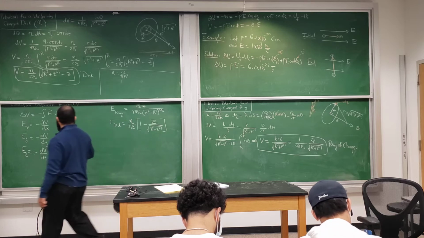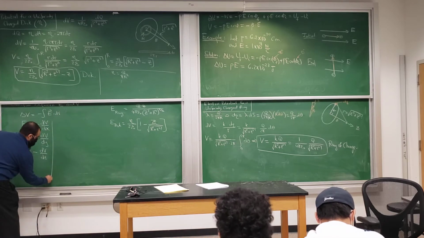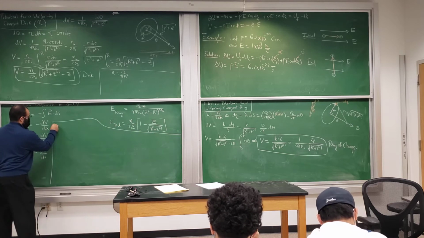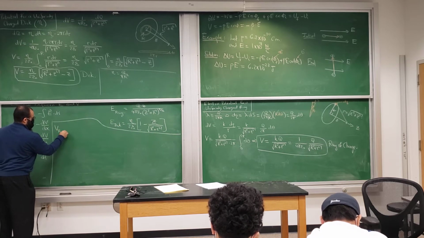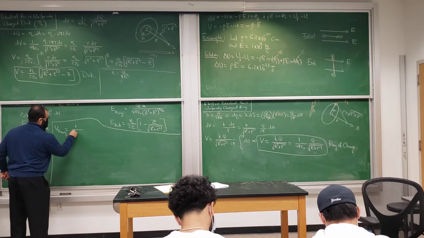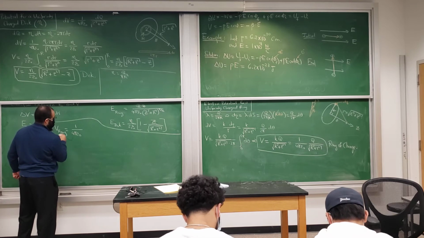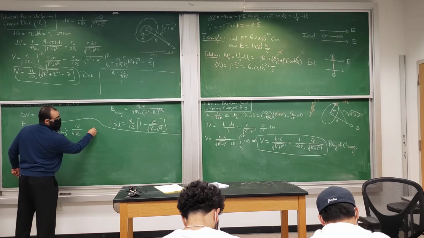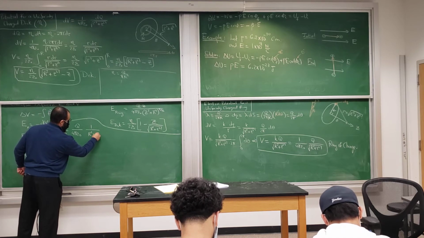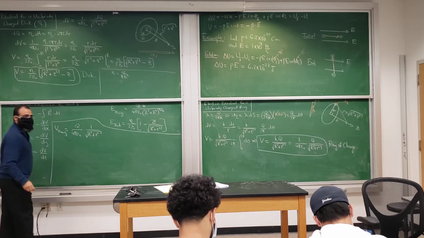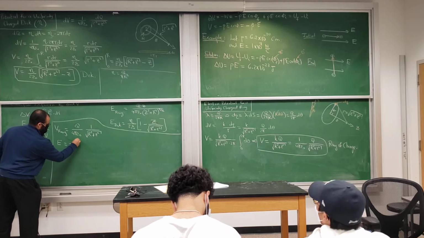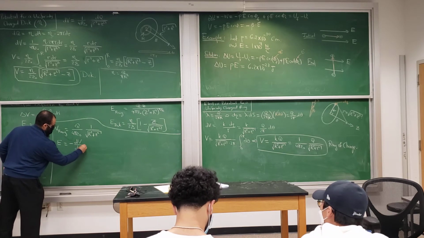All right, let's do the ring. So we've got V for the ring. I'm going to just copy that expression. It's 1 over 4 pi epsilon naught, let's put the q here, and then 1 over the square root of r squared plus z squared, right? So let's see if the electric field is minus dV/dz.